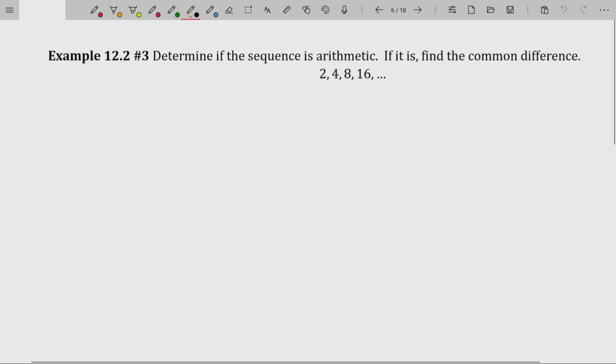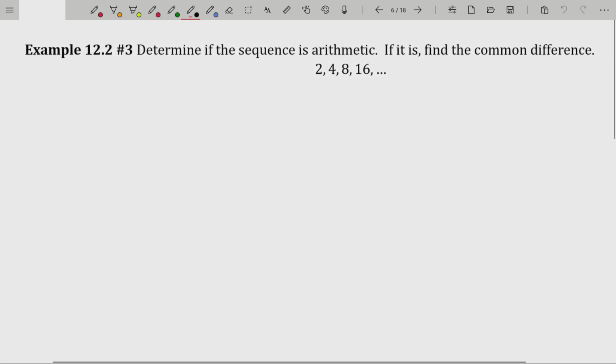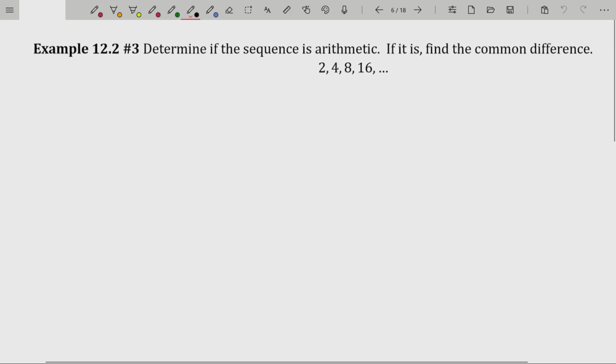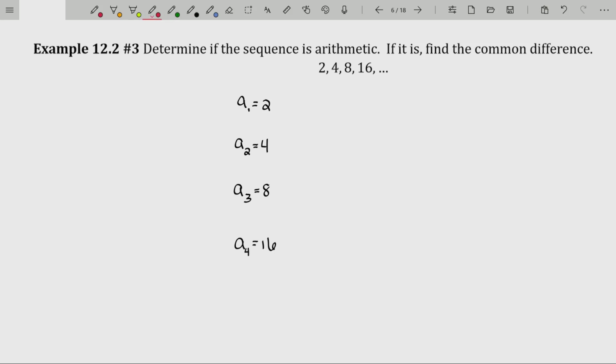So let's determine if this following sequence of values is arithmetic. And if it is, let's find the common difference. Well, remember, to be arithmetic, you have to be able to add the same number over and over to get to the following term in line. That is, let me go ahead and write this down. We added 2 to get from A1 to A2. We added 2 to the y value, or the output, I should say.